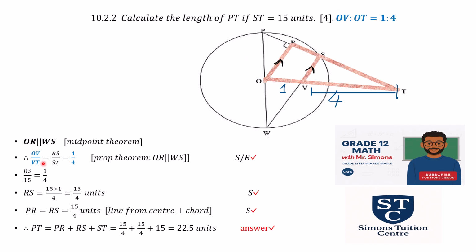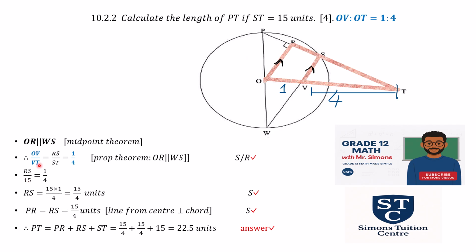Right, so I can say OV over VT. Short over long must equal short over long. So OV over VT must equal RS over ST. Right? So therefore 1 is 1/4. In short, instead of writing out the word proportionality theorem, we just say prop theorem in short. We must specify that OR is parallel to WS. Otherwise that whole reason is not valid. So for my statement and reason, 1 mark.